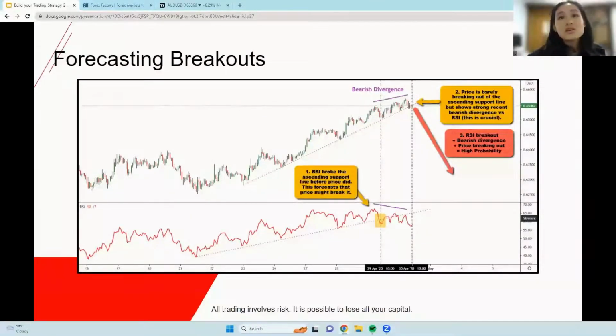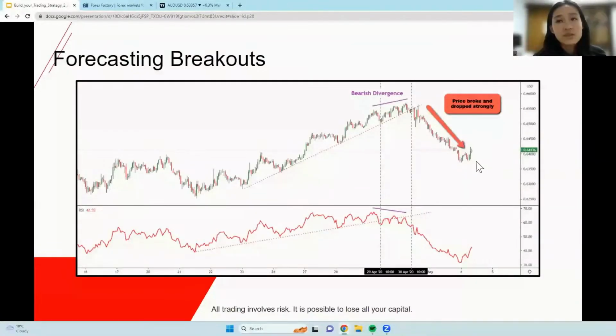Forecasting breakouts. We have an ascending trend line on our price chart, and we also have an ascending trend line on our RSI. At this first point, RSI broke out of the ascending support line before price did. This forecast that price might break out of it after this level, which is exactly what happened here. This is basically a predictor that price is likely to break out of this ascending trend line.